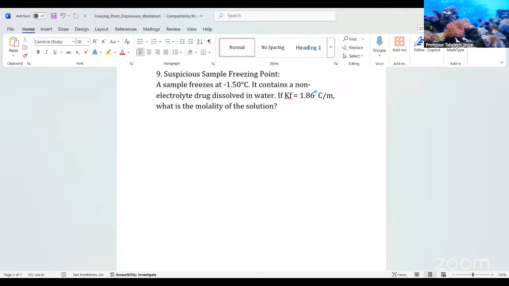Okay, let's identify what we know. First off, they told you that it freezes at negative, so let's write that in, negative 1.50 degrees Celsius. It says it contains a non-electrolyte drug. Remember, for non-electrolytes, the Van't Hoff factor is automatically equal to 1.